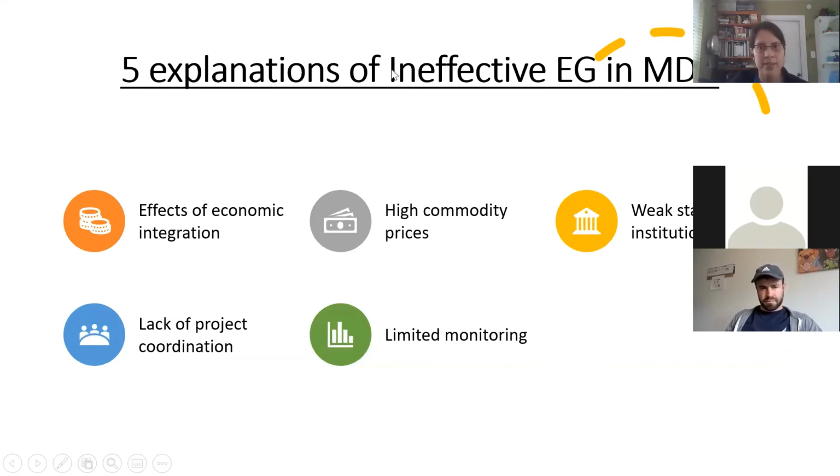So in each case we found five main explanations of why environmental governance is ineffective. In the case of Peru, there are five explanations, as I mentioned. The first one is effects of economic integration, then high commodity prices, weak state institutions, lack of project coordination, and limited monitoring. I'm going to explain each of them very briefly. And I don't know if we'll have time for questions, but if you have questions, comments, suggestions, we can leave them for the moment when everybody is in the general room.